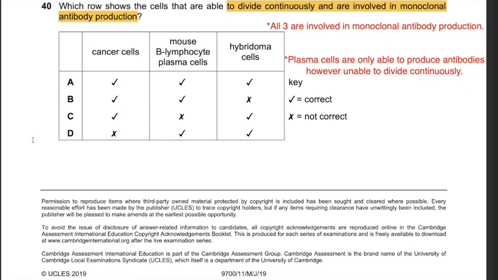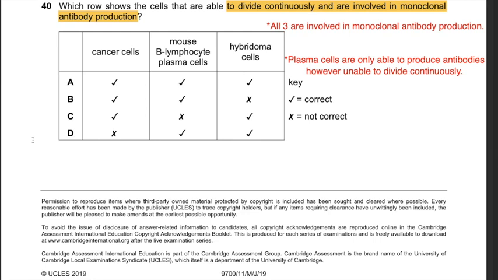Question 40. Which row shows the cells that are able to divide continuously and are involved in monoclonal antibody production? Cancer cells, mouse B lymphocyte plasma cells, and hybridoma cells. Actually, all 3 are involved in monoclonal antibody production. However, when you consider the ability to divide continuously, plasma cells are only able to produce antibodies and cannot undergo multiple cell divisions. Therefore, the correct answer is C.